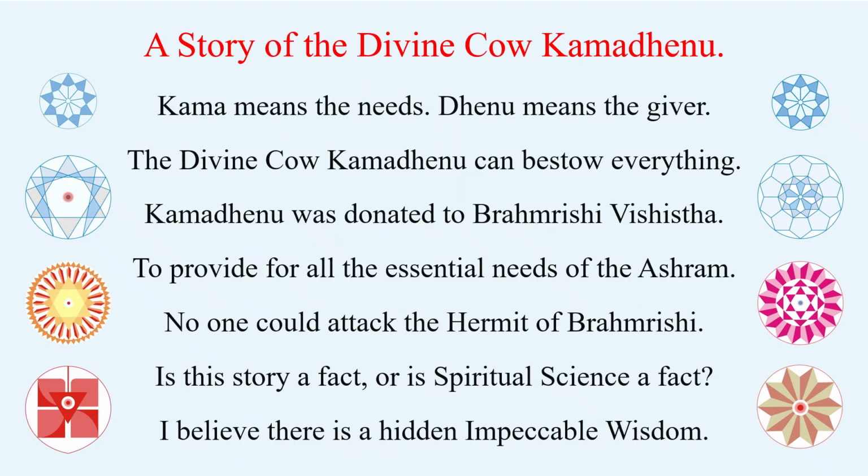Now come to the question of the story of the divine cow. It is said, I'm just saying, I'm not going into the details of it. This is the story. Kamadhenu: Kama means needs, Dhenu is giver. The divine cow Kamadhenu can bestow everything, is one statement which I understand. Kamadhenu was donated to Brahma Rishi Vashishtha. This is what is said.